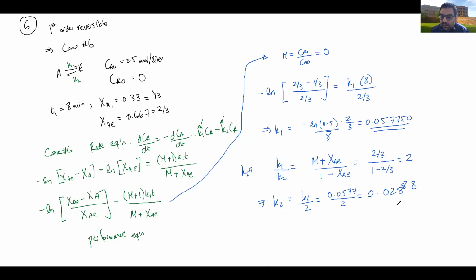So I have K2 now, and I have K1 as well. So my reaction rate for this reaction, dCr by dt, is equal to minus dCA by dt, and this is equal to K1 Ca minus K2 Cr, and this, my friends, is equal to 0.057750 Ca minus 0.02888 Cr.